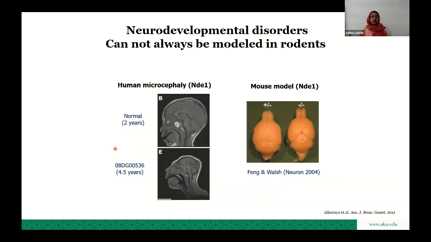You see that this is the normal brain MRI scan, whereas this bottom one is showing a 4.5-year-old, and it's microcephaly, meaning a small brain size, which does not grow at the normal pace. When the scientists decided to utilize the mouse model system and knocked out this gene, they did not find any difference between the wild type and the knockout mouse brain. They looked very similar.